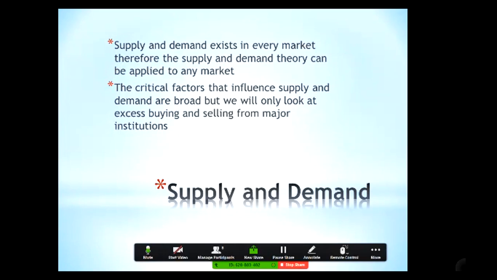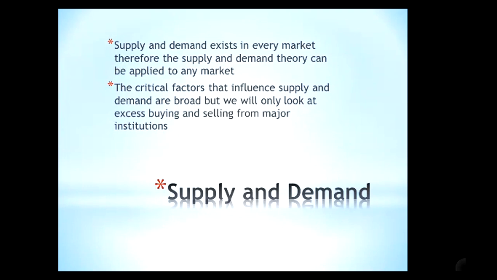Now, the critical factors that influence supply and demand, right? So we'll look at just excessive buying and selling from major institutions. Like I said, in the next two modules, I believe, that we're going to be doing, I'll delve into the fundamental aspects that influence supply and demand. But for now, it's just going to be a matter of trying to figure out how the major institutions buy and sell at certain levels. Because if there's one person buying and there's one person selling, obviously that really won't influence the price that much.